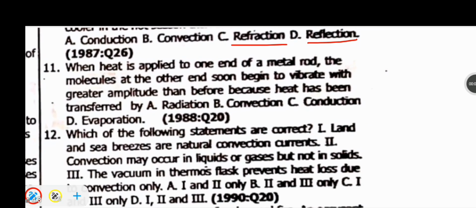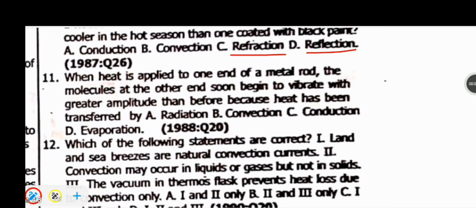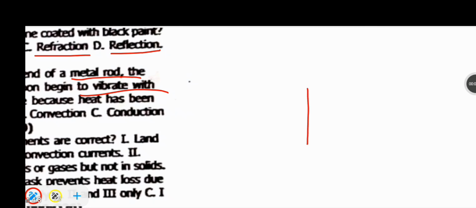So number 11 rather: when heat is applied to one end of a metal rod, the molecules at the other end soon begin to vibrate with greater amplitude than before because it has been transferred by... So this one is very, very straightforward. This is when you have a candle, for example, a flame, and you place a metal object on it. You are holding the object at this particular point. If the flame is hitting this particular point, the particles that are here will start vibrating. But as they are vibrating, they'll be hitting each other.